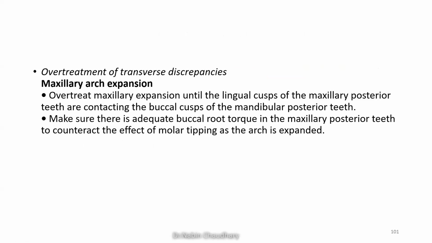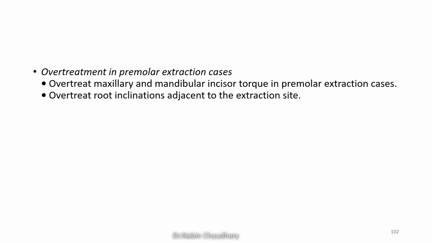And also in case of the maxillary expansion, we can over-engineer such that the lingual cusps of the maxillary posterior teeth are contacting the buccal cusps of the mandibular posterior teeth. And also we can make sure that there is adequate buccal root torque of the maxillary posterior teeth, so that it can counteract the effect of the molar tipping as the arch is expanded.